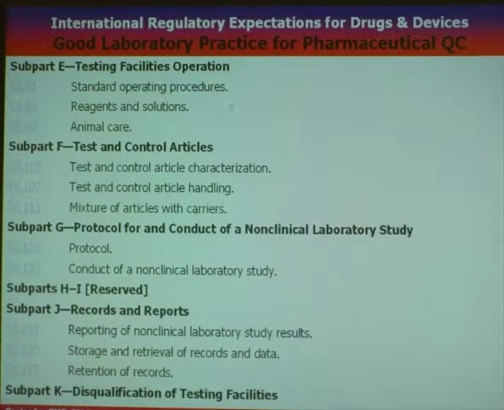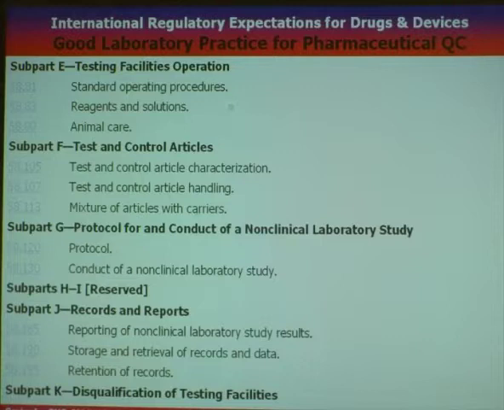Now, subpart E, F, and G refer to the study itself. Testing facilities operations, subpart E: standard operating procedures, reagents and solutions, and animal care. And subpart F, test and control activities: test and control article characterization, test and control article handling, mixture of articles with carriers. And subpart G, the protocol for and conduct of a non-clinical laboratory study: the protocol itself, and the conduct of the non-clinical laboratory study.